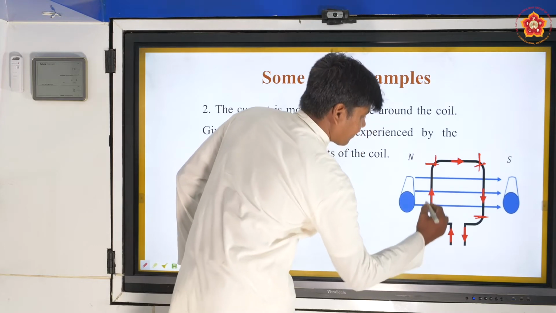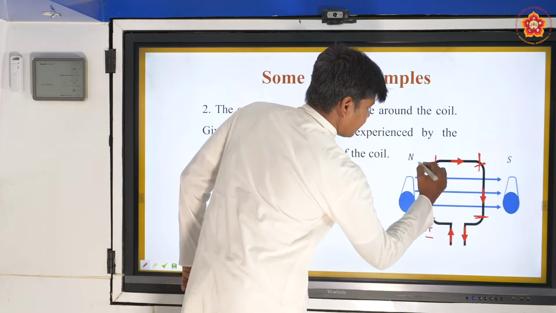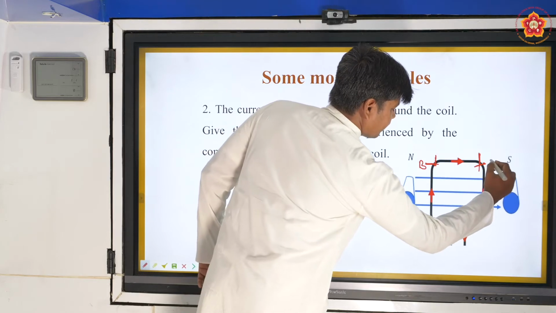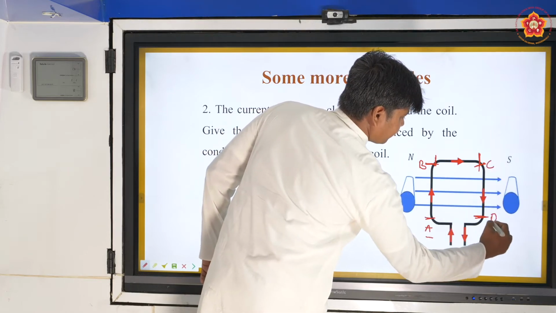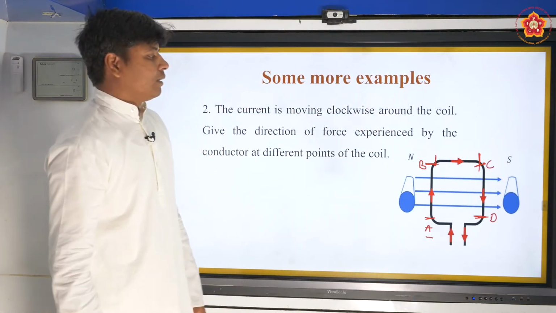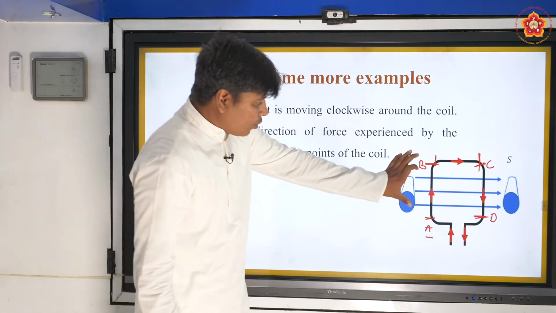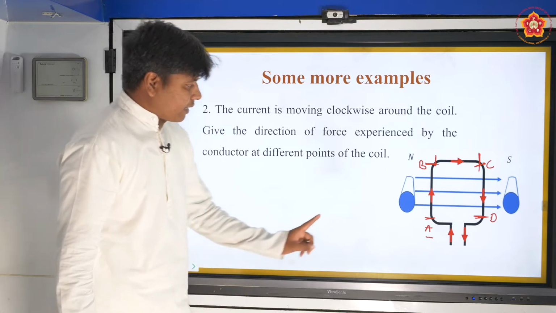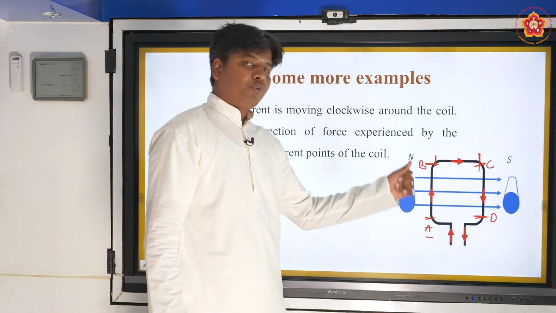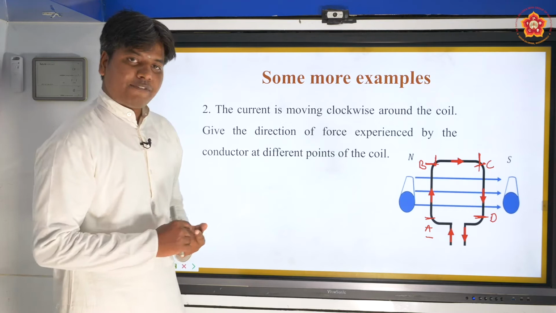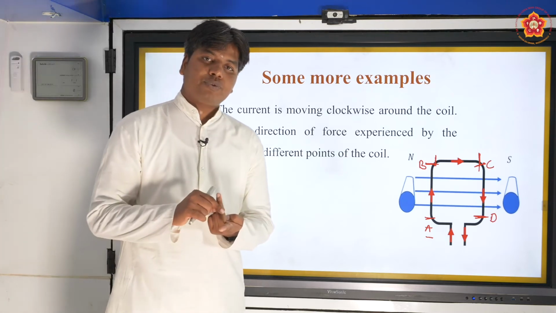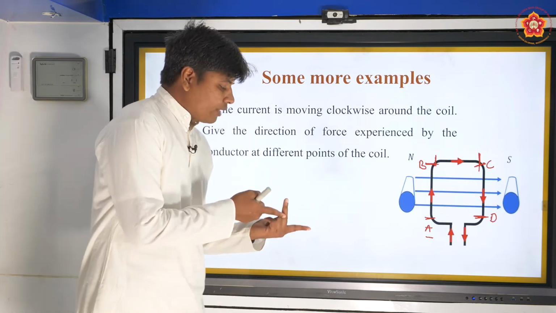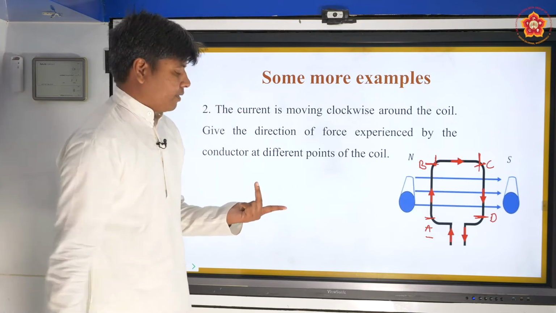A, this is B, C and D. Now concentrate only on the segment AB. What happens? The current is going from down to up, right? So according to left hand rule, the second finger gives you the direction of the current. So it is going from down to up.